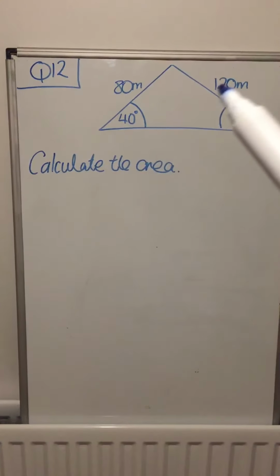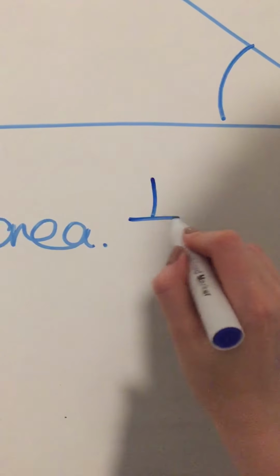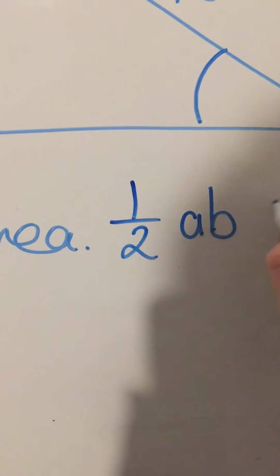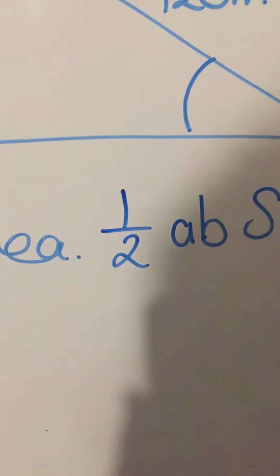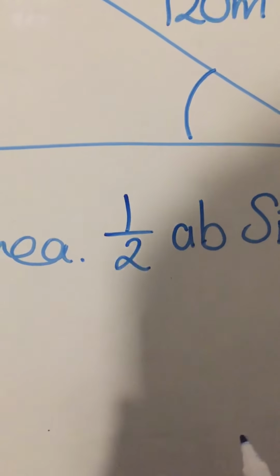Now, to find the area, you need two lengths and the angle in between. So we haven't got that. We need to find this angle here before we can find the area. Just to remind you, the formula for area in trigonometry is half ab sine of C. So we've got a and b, 80 and 120. Sine C, we need this angle in between 80 and 120.